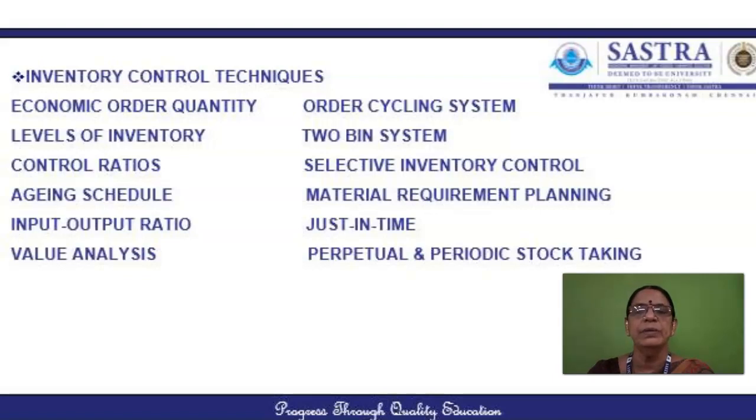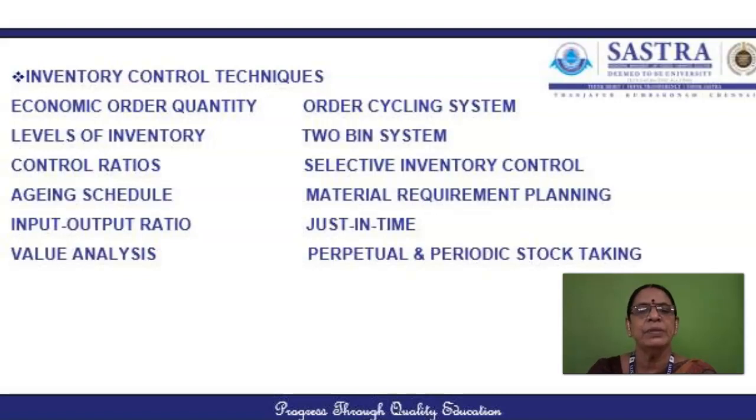Minimum level: reorder level minus the normal usage into normal reorder period. For A, 450 units minus 50 units into 5 weeks will get 200 units. 300 units minus 50 units into 3 weeks comes to 150 units for B.